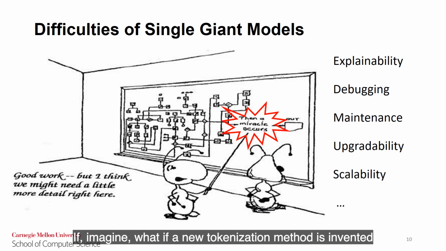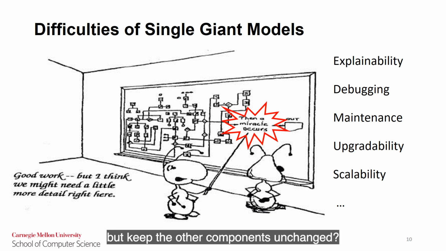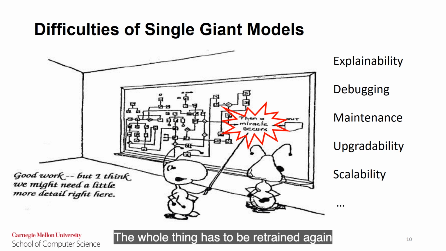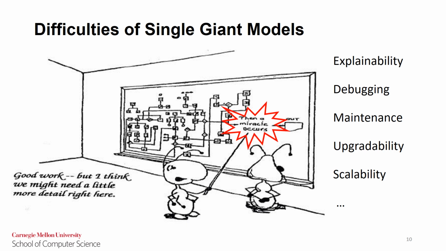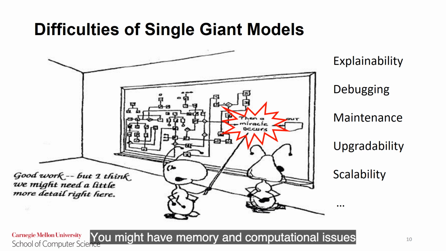Imagine what if a new tokenization method is invented? How can you upgrade your solution by just replacing the tokenization part, but keep the other components unchanged? With a big single model, it is very likely that you cannot do that. The whole thing has to be retrained again. And with larger models, it's very clear that scalability is an issue. You might have memory and computational issues.